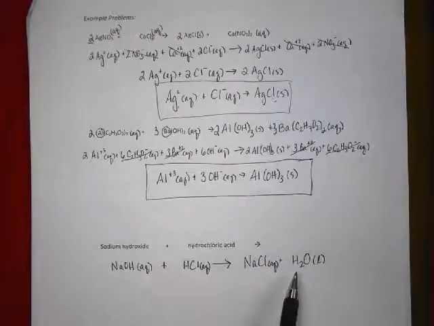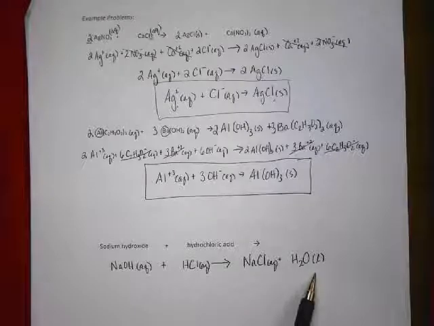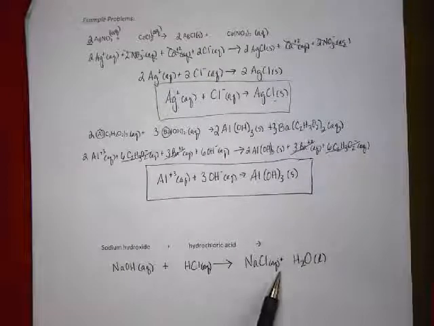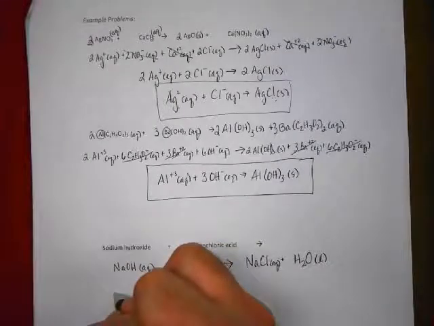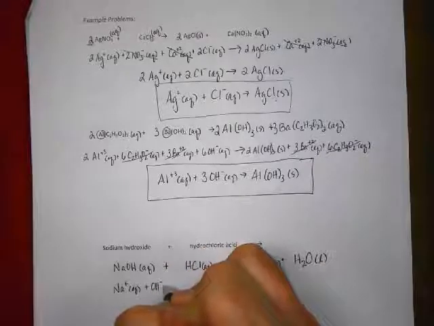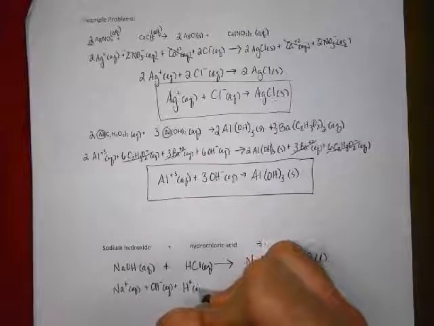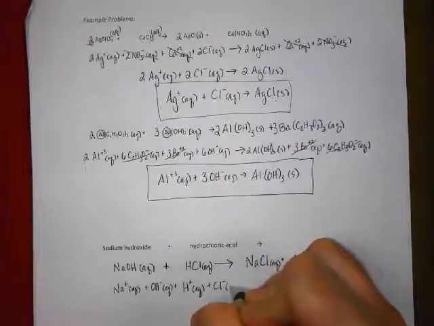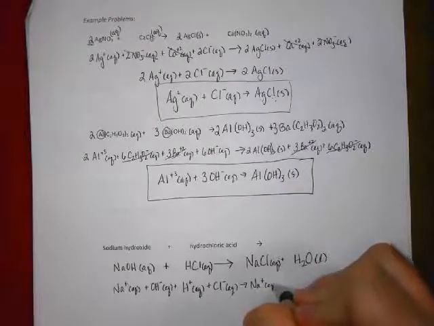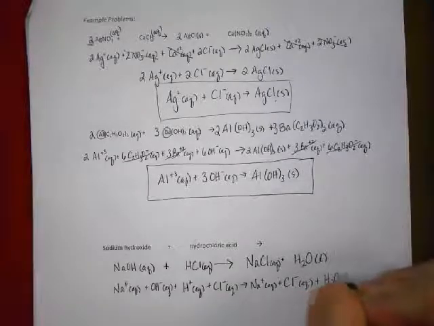So when we break this apart, we have to first look to see that this is balanced. And it is. It's balanced as written. Always a nice thing. Now these break up, and water does not. So we end up with Na+ (aq) plus OH− (aq) plus H+ (aq) plus Cl− (aq) yields Na+ (aq) plus Cl− (aq) plus H2O liquid.